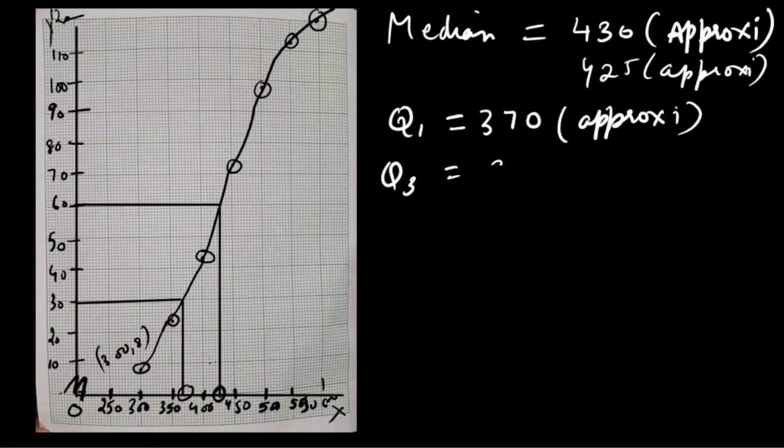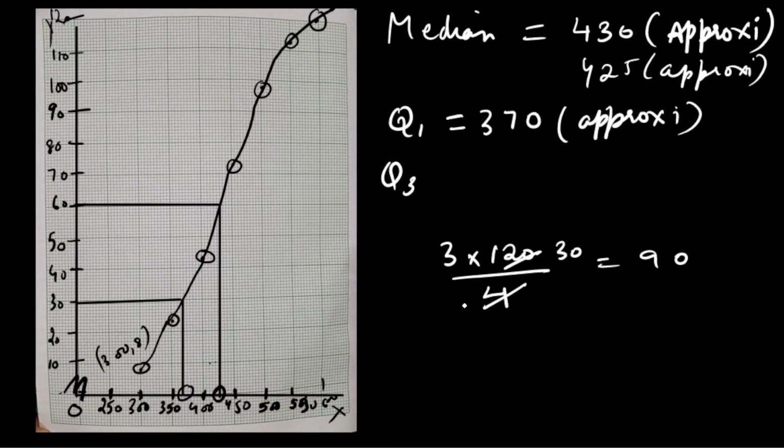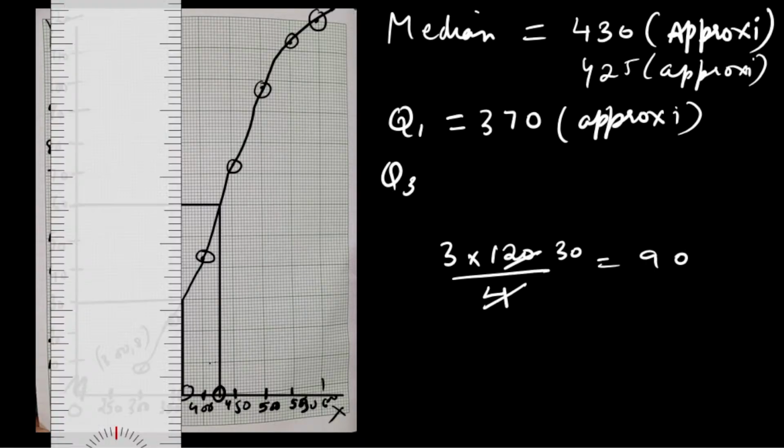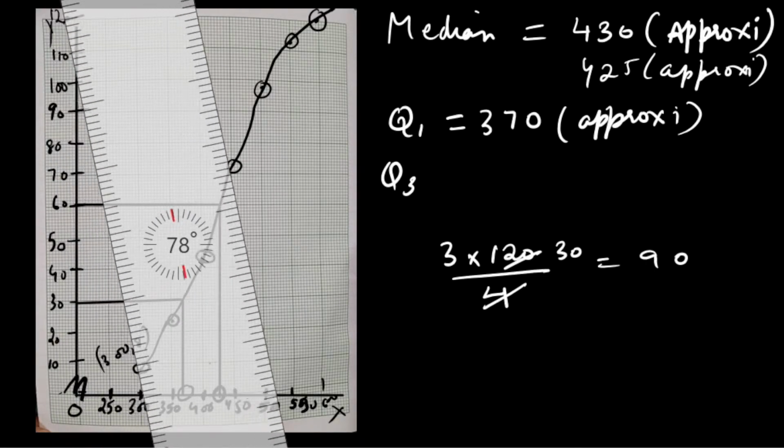Q3, how to find? This is 3n by 4 we have to find first of all. For Q3, we have to find the value of 3n by 4. So n's value is 120, by 4, so this is equal to 90. Now 90 we have to locate on the y-axis. We have to draw one line. For Q3, I am saying 90.